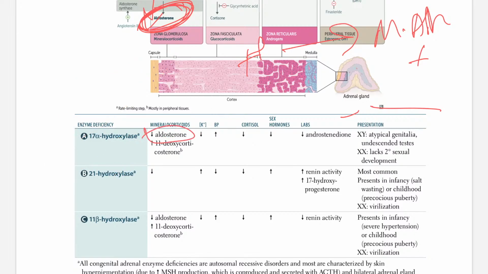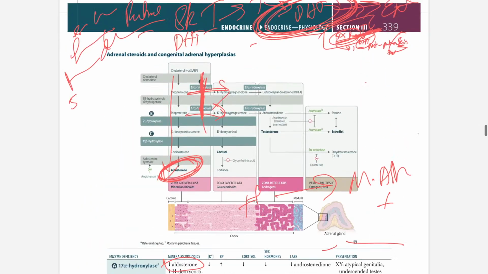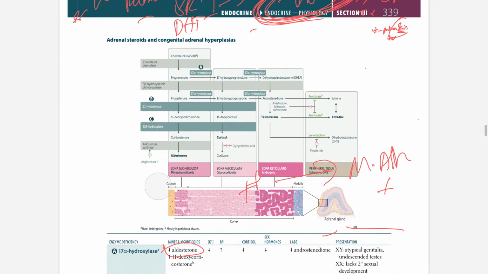Okay, so here, simple, guys, very simple thing. All you have to know is where the hormone is. Because you can't go this side, you cannot form cortisol. You can't go this side because this is the same hormone. You can't form this. So guess what's going to happen in labs?